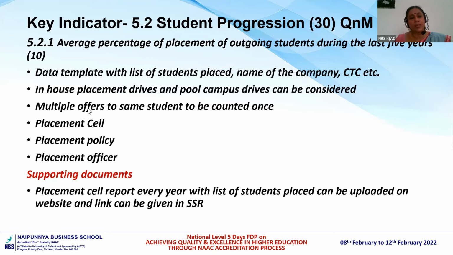And also one thing, if the same student is getting multiple offers, NAAC takes only one offer. Suppose a student gets 2 or 3 offers, you can only count it as 1. You cannot count it as 3. So you should ensure that the maximum number of students are being placed so as to increase the number. We got a very decent score in this because our placements for the last 5 years were fine for us.